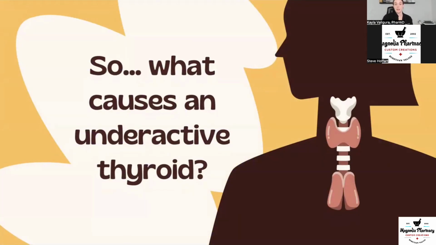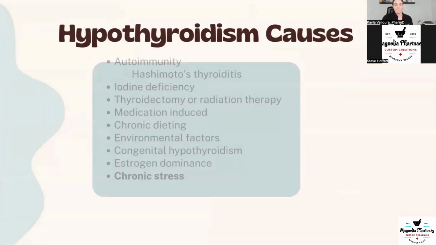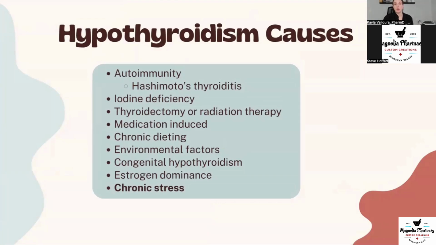So what actually causes an underactive thyroid or hypothyroidism? The main cause of hypothyroidism is actually autoimmune disorders, or what's called Hashimoto's thyroiditis. We're going to talk a little bit more about that in a second, but that is the leading cause of hypothyroidism. There are also other causes such as an iodine deficiency. If you previously had Graves' disease or you were in a really hyperthyroid state and you either had your thyroid gland removed or had radiation therapy, that can lead you into a hypo state. Medication induced, which we discussed, chronic dieting, environmental factors, estrogen dominance, and chronic stress I left bolded, which we will touch more on later in the presentation.